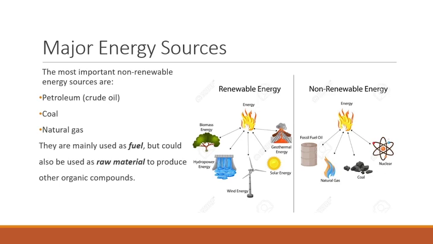Now, for all these non-renewable energy sources, we use them mainly as fuel. And when we say fuel, we mean any substance that is used to produce energy. This is their major role. However, they have a second role, which is to be used as raw material to produce other compounds. For example, plastics and other types of compounds can be produced from fuel, from petroleum, natural gas, or coal.